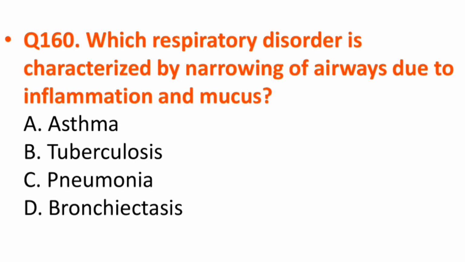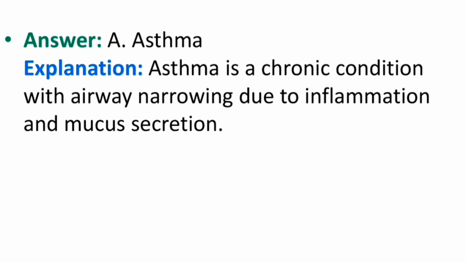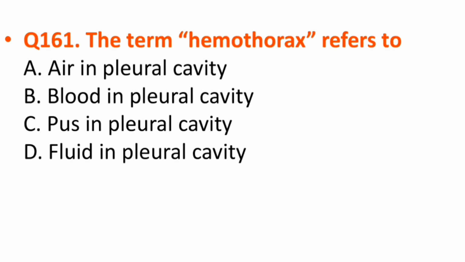Which respiratory disorder is characterized by narrowing of airway due to inflammation and mucus? Option A, asthma. Option B, tuberculosis. Option C, pneumonia. Option D, bronchiectasis. The correct answer is option A, asthma. Asthma is a chronic condition with airway narrowing due to inflammation and mucus secretion.